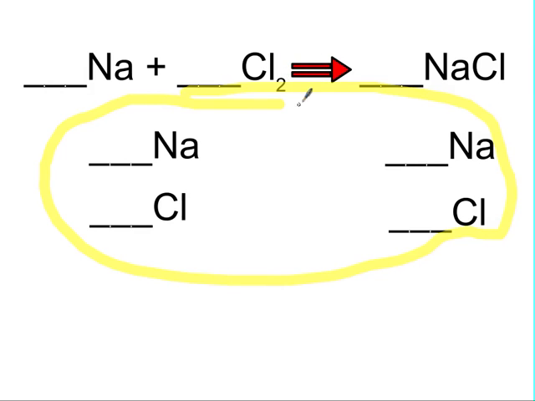You'll notice that this Cl, this chlorine, has a subscript of 2, but no one else does. There's no coefficients written on these yet, and this is just because it's a very basic one. So we're making salt. That's the reaction that's taking place.